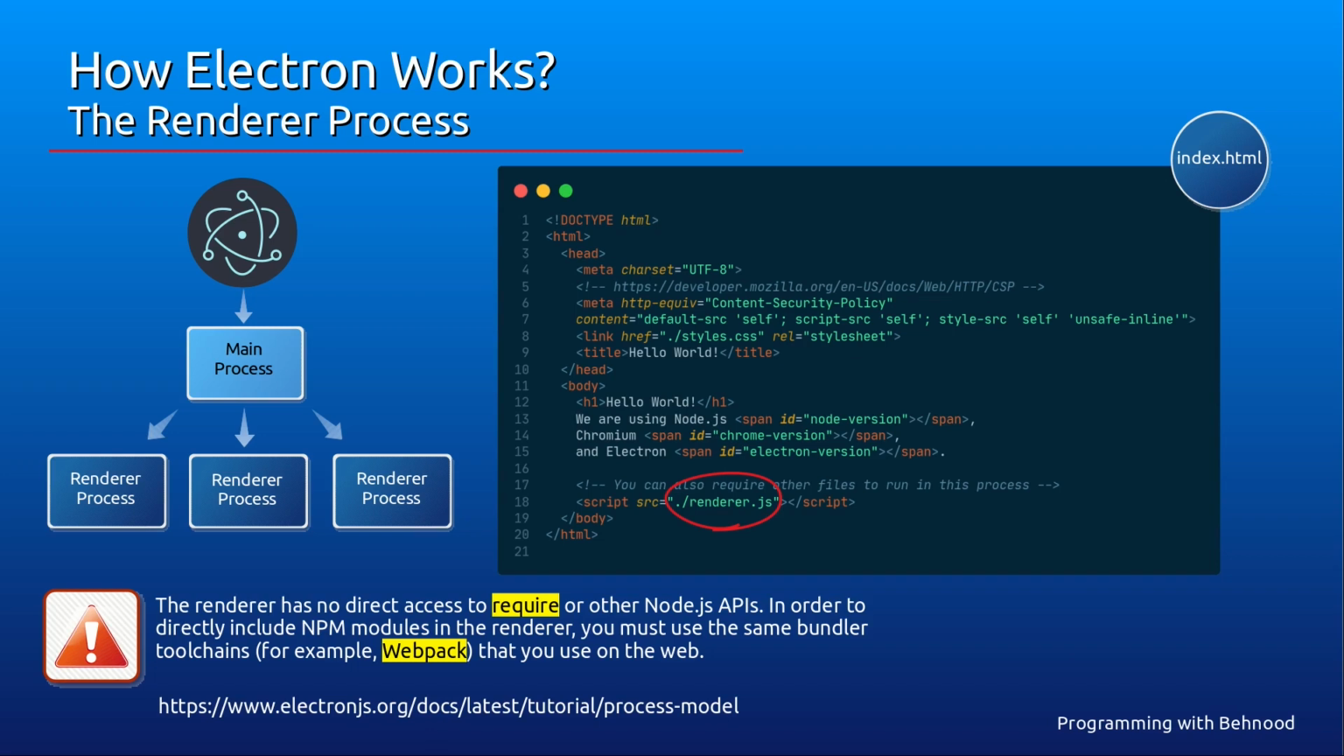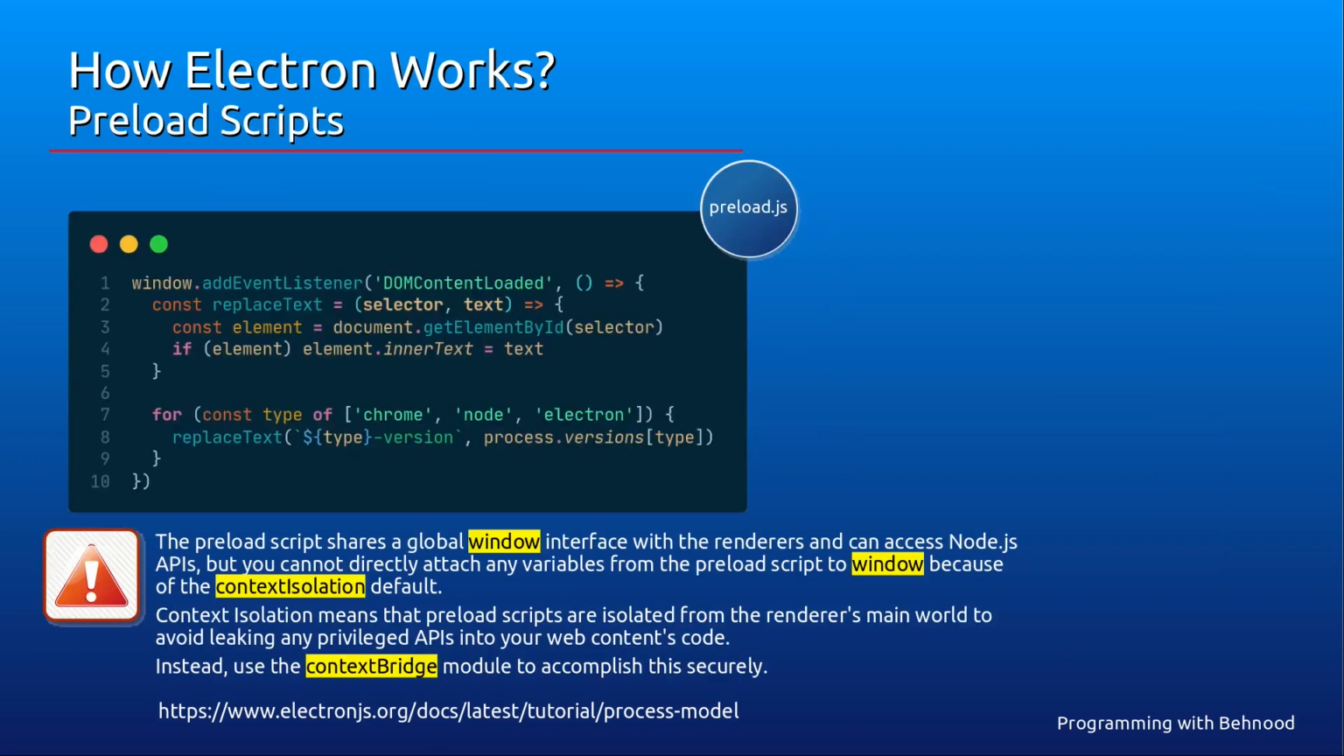In order to directly include npm modules in the renderer, you must use the same bundler toolchain, for example, Webpack, that you can use on the web. By the way, this code snippet shows how to include the renderer in the HTML file. Preload scripts contain code that executes in a renderer process before its web content begins loading. These scripts run within the renderer context, but they have access to Node.js APIs.